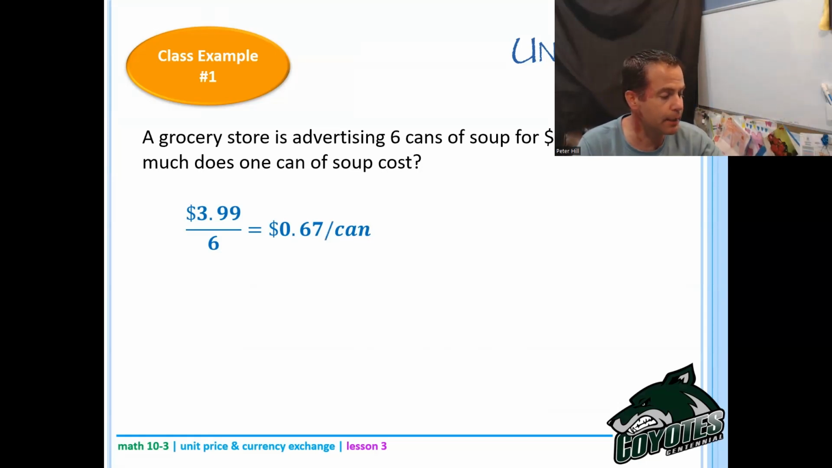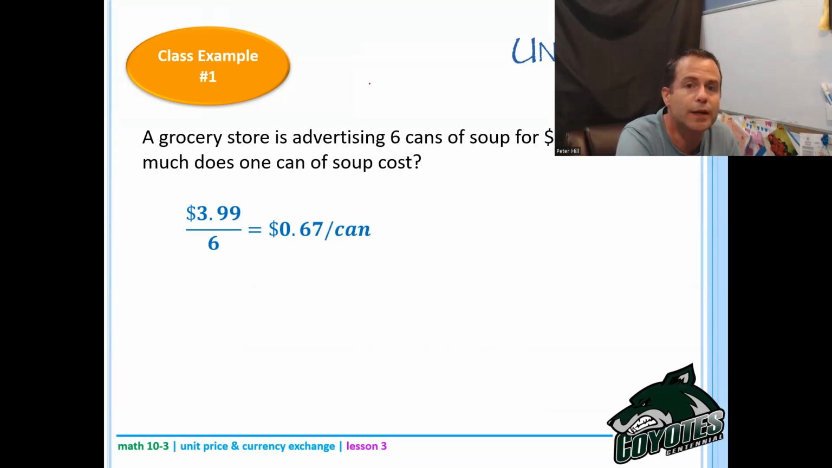Now, when we are talking about money, if this is a final answer, you're always going to want to round to 2 decimal places. Okay, if you did this in your calculator, you were actually looking at 0.6666666666. The reason I've written it as 0.67 is because I want to round to 2 decimal places.